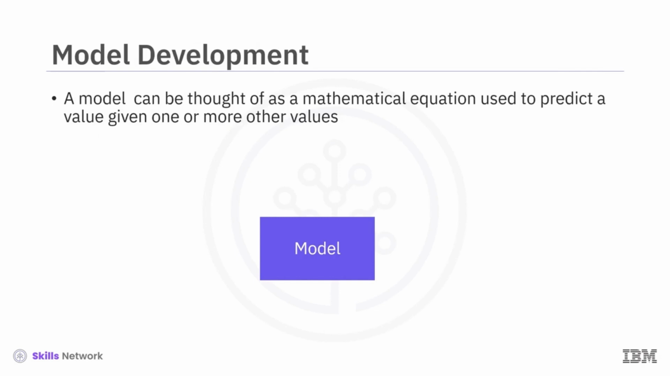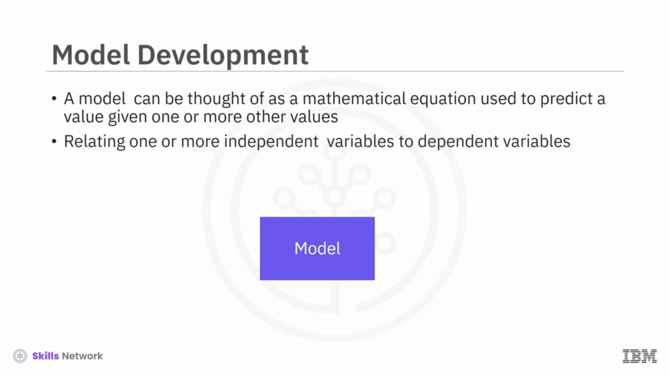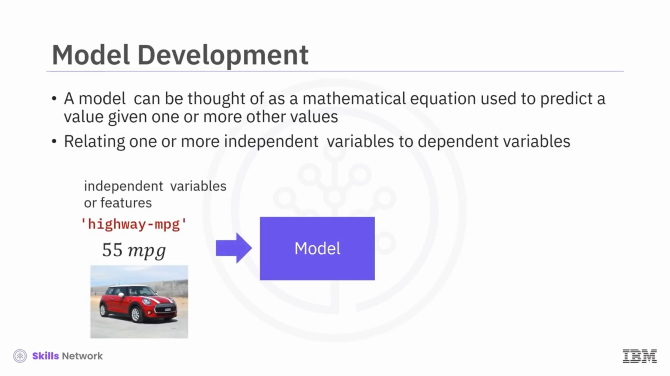A model or estimator can be thought of as a mathematical equation used to predict a value given one or more other values. Relating one or more independent variables or features to dependent variables. For example, you input a car model's highway miles per gallon as the independent variable or feature. The output of the model, or dependent variable, is the price.